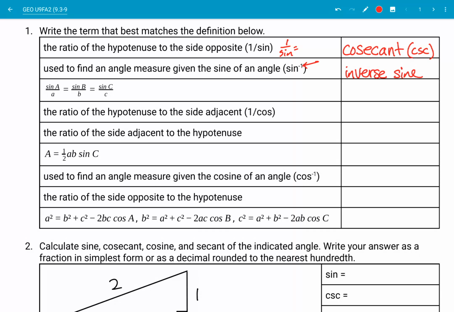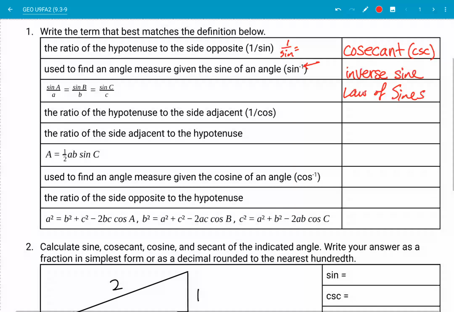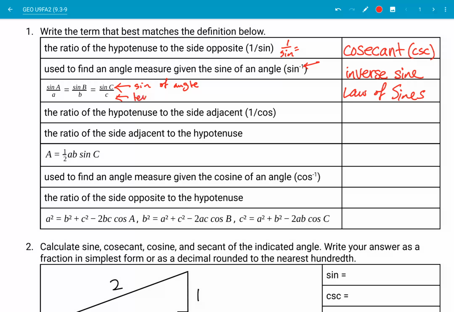If I have sine A over A equals sine B over B equals sine C over C, that's the law of sines. Just the formula for the law of sines. It's talking about the ratio of sine of the angle to the length of the side opposite. That's sine of an angle to the length of the side opposite.